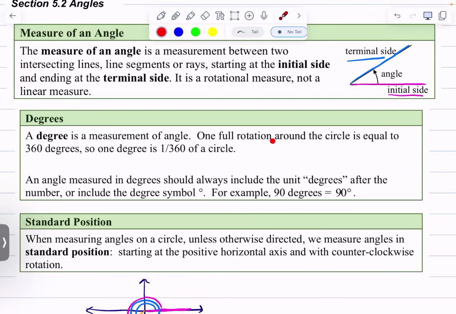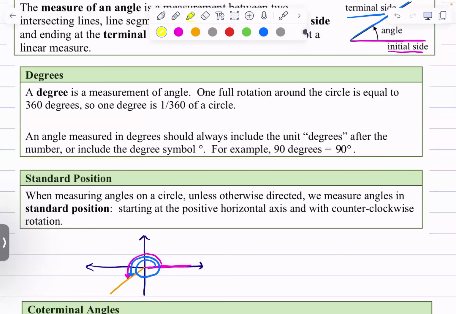For degrees, a degree is a measurement of angle. One full rotation around a circle, you might be familiar, is 360 degrees, which means that 1 degree is 1/360th of a circle. We've got some common cutoff points of our circle, 90 degrees, 180 degrees, that kind of thing. One thing I will highlight: an angle measured in degrees, you have to include the unit.